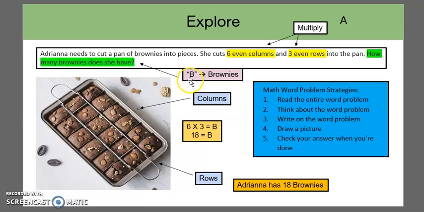So we're going to use the letter B for brownies, and we're going to have 6 times 3 equals B, and 6 times 3 is 18. 18 equals B. And here, Adriana has 18 brownies. We're going to do one more problem.